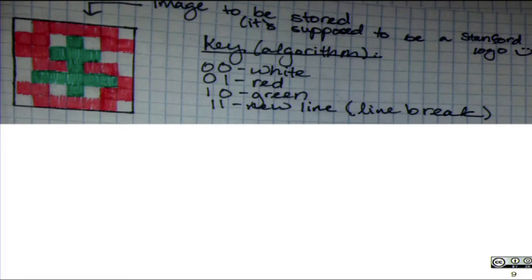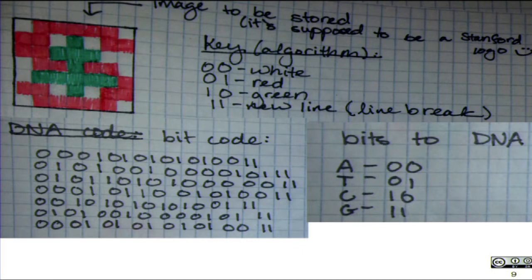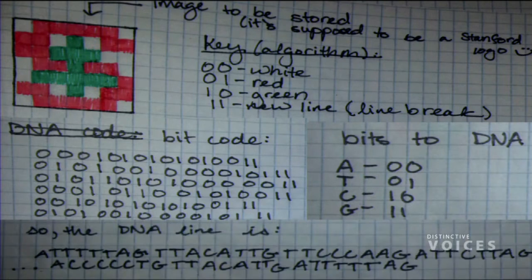I've got 4 bases of DNA. I can use 4 colors. White, red, green, and so on. And I could turn that into a binary code, and then I could turn that into a DNA code. And then I could lay out the sequence of DNA that encodes my pattern. And then we can synthesize that DNA. And now we're storing that pattern in a strand, a molecule of genetic material.